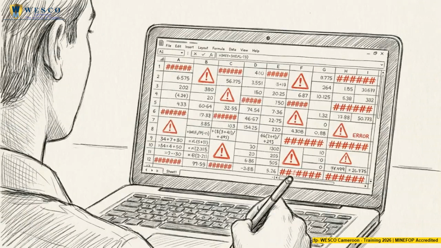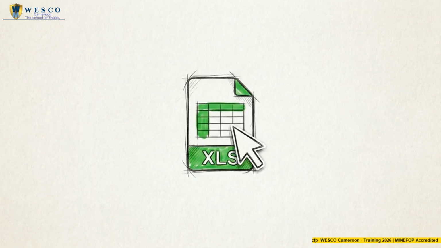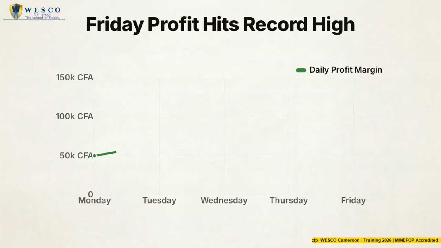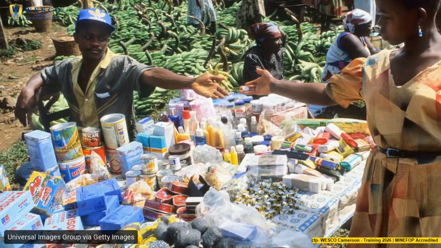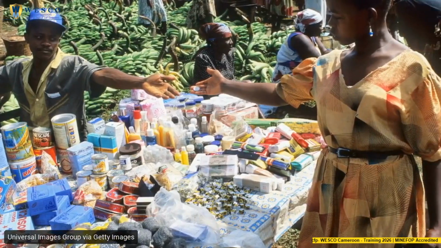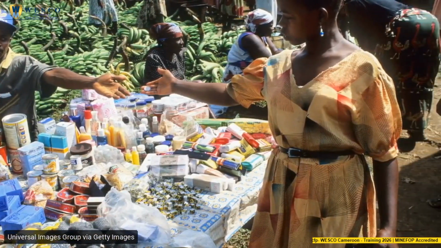We are going to work through the same messy data Samuel first encountered. Open your practice file now, the Douala Shop Inventory Spreadsheet. When your formulas are accurate, a shop owner knows their exact daily profit margins. This technical precision is what prevents financial loss and ensures the business can afford to restock and grow.